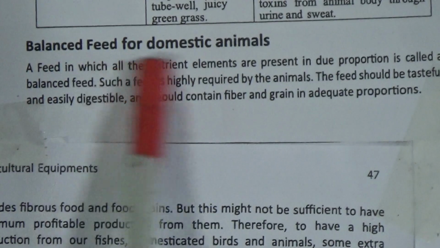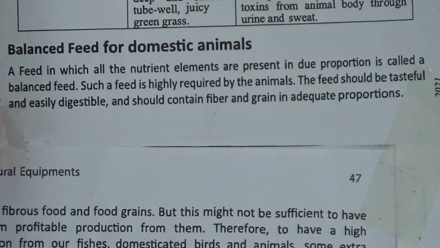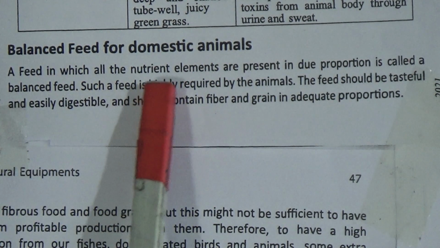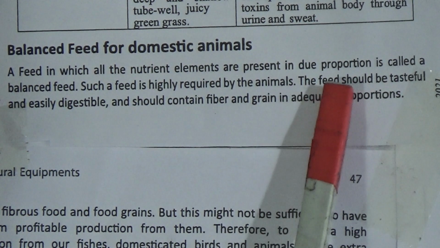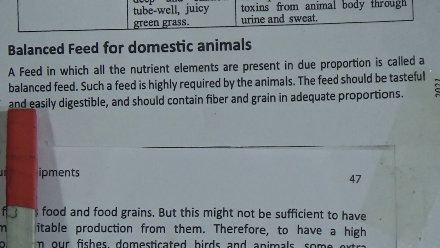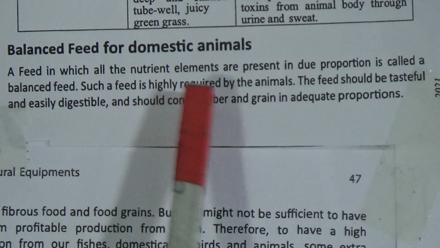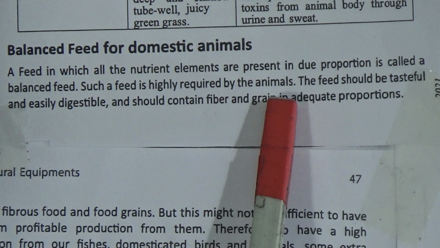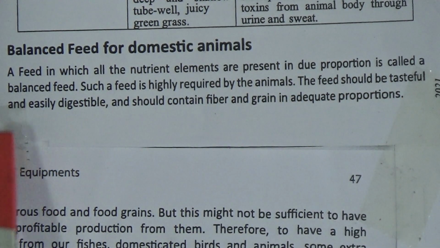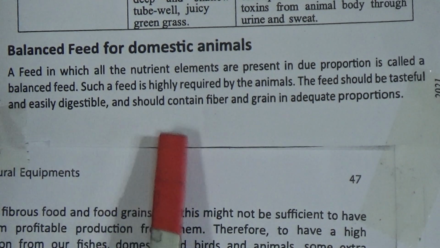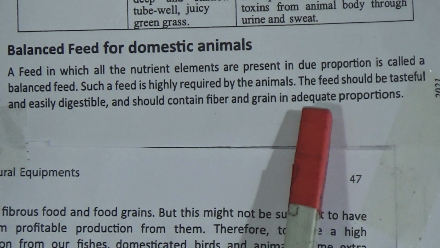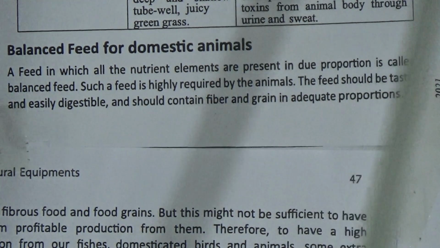Now, balanced feed for domestic animals. A feed in which all the nutrient elements are present in due proportion is called a balanced feed. Such a feed is highly required by the animals. The feed should be tasteful and easily digestible and should contain fiber and grain in adequate proportion.